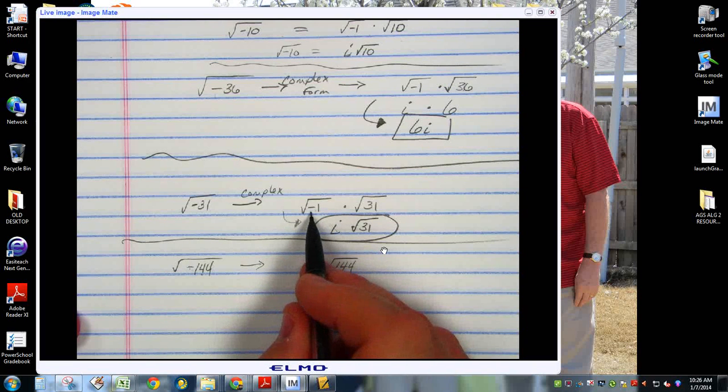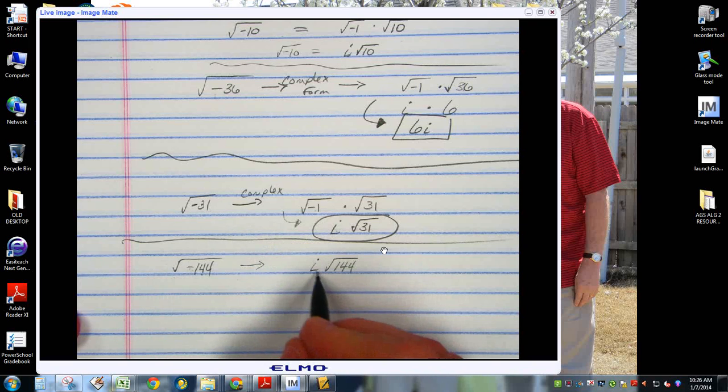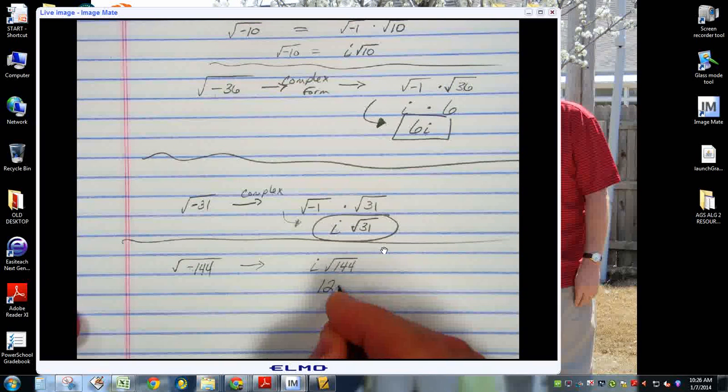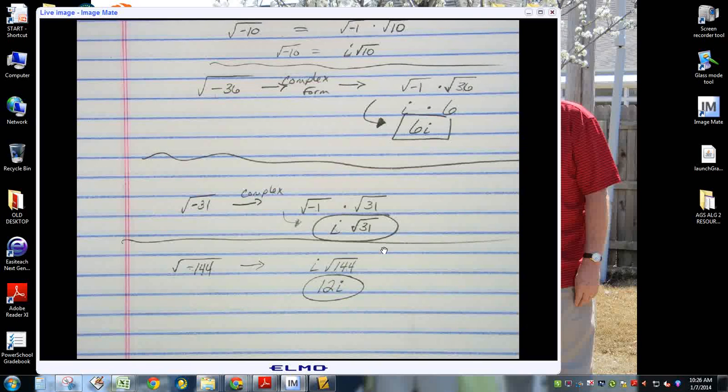I got rid of the step of writing the square root of negative 1, didn't I? I know that negative is going to become an i outside of the square root. Now ask yourself, is that a perfect square? Put the square root of 144 into your calculator. Is that a perfect square? What is it? So the answer is 12i. What number squared is 144? 12. See how easy that is? That's super easy.